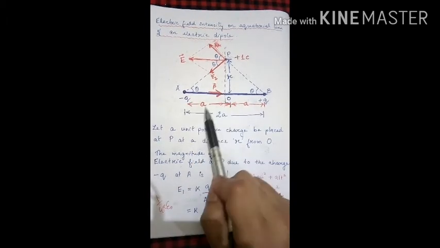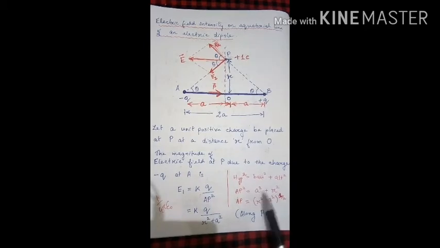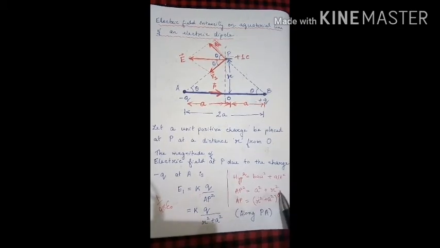From here to here the distance is small a, so the base will become A. So here we can write A square plus the distance, which is the altitude. This distance is small r, so we can write here in place of altitude small r, and it will be altitude square, so we have written here r square. So what we will get, AP will become r square plus a square to the power 1 by 2. In place of AP square, what we have found here is a square plus r square. So we have written here r square plus a square.